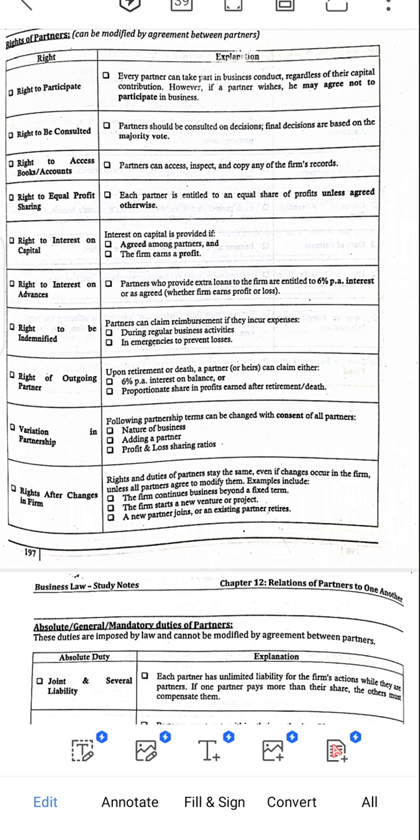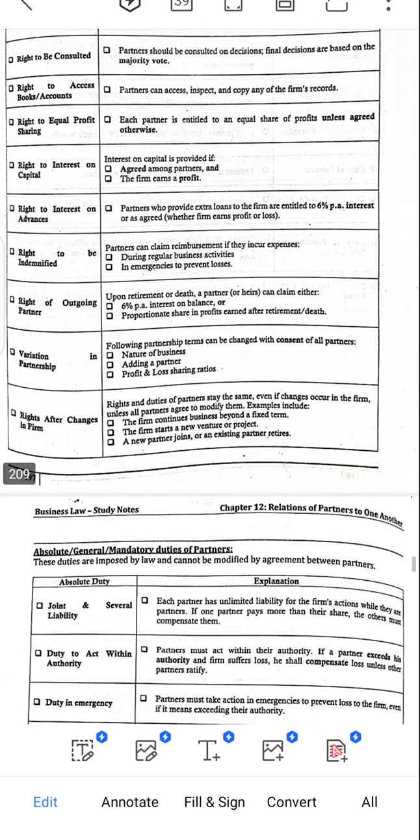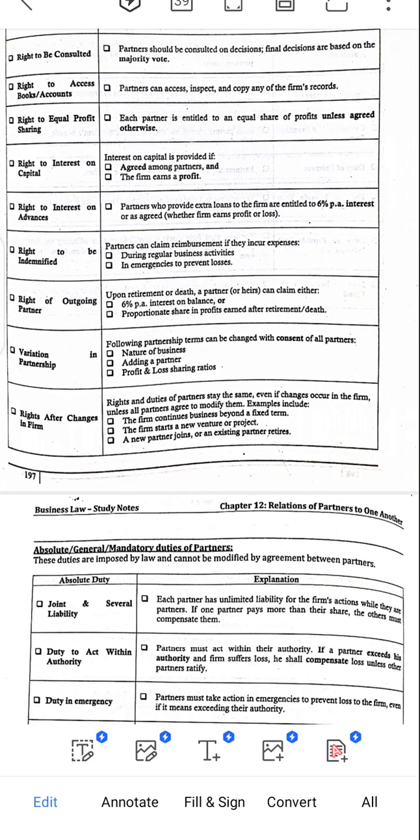Then we have the variation in partnership. The following terms can change with the consent of all partners: nature of business, adding a partner, and profit and loss sharing ratios.